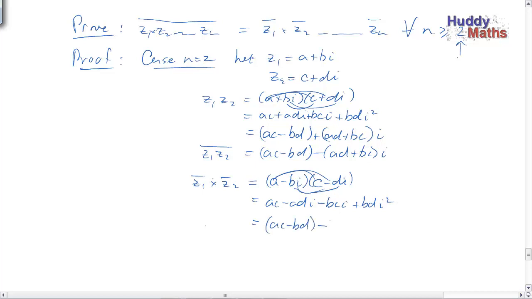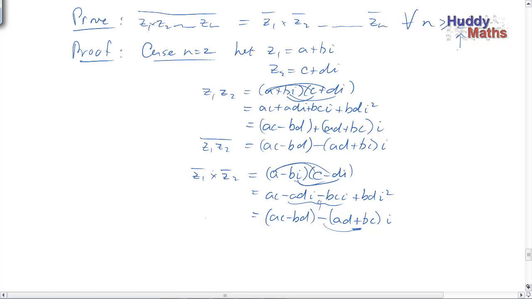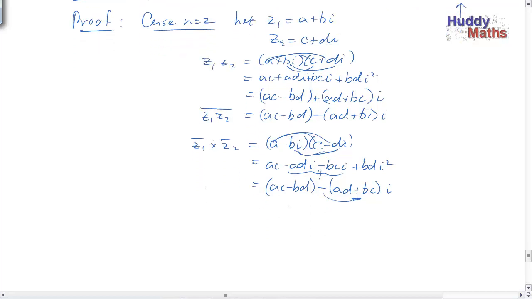Then we'll put the negative out the front and factor these terms: AD plus BCI. Just make sure here you've got that sign. I mentioned that in an example they gave us earlier, because a negative times a positive is a negative there, so you're factoring out that negative. So what have we got here? If you compare these two lines, you can see that they are identical. So the product of the conjugates is the conjugate of the product, and you could put 'as required' there.